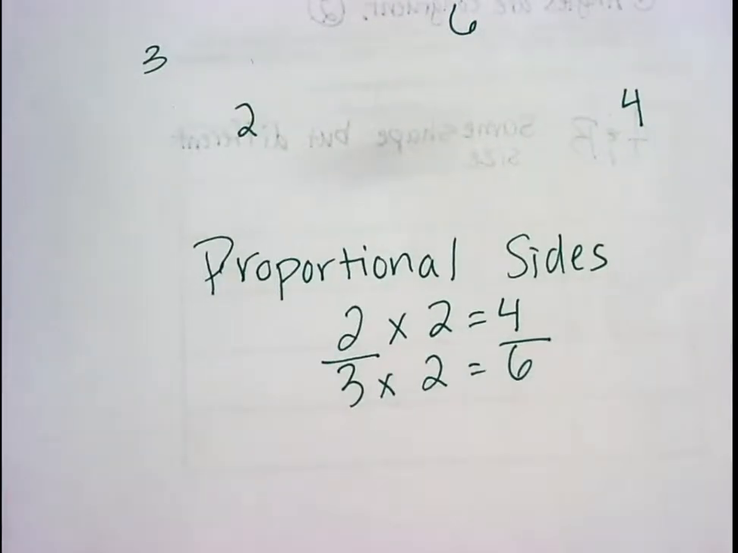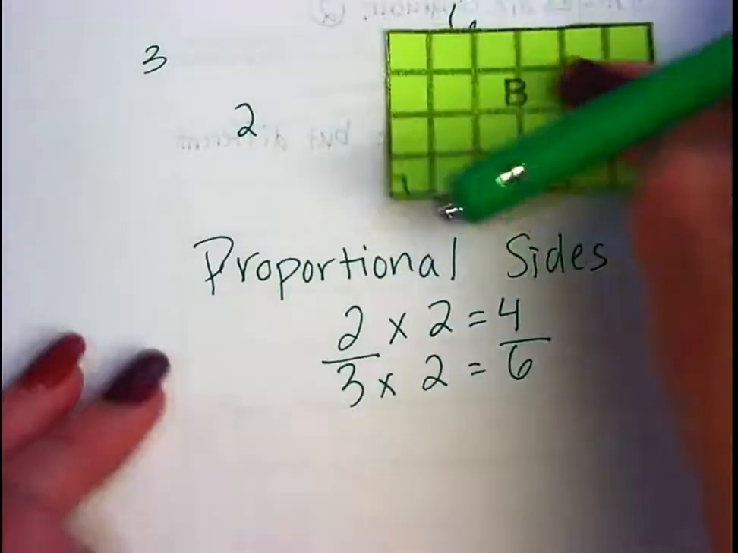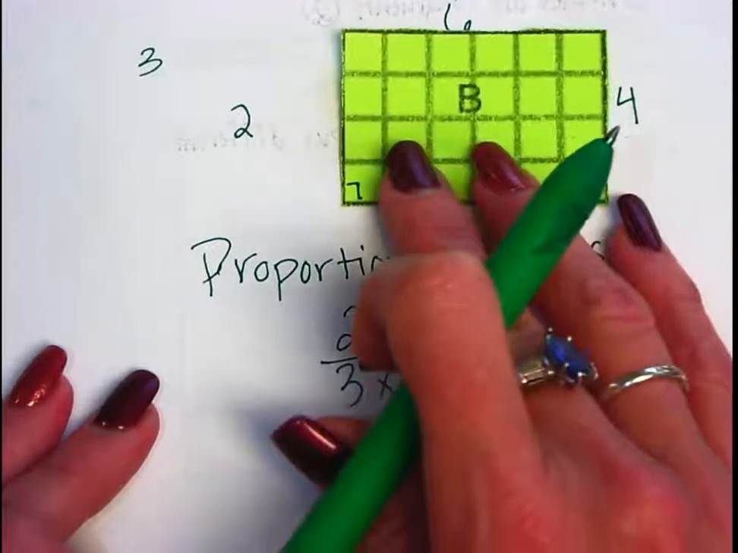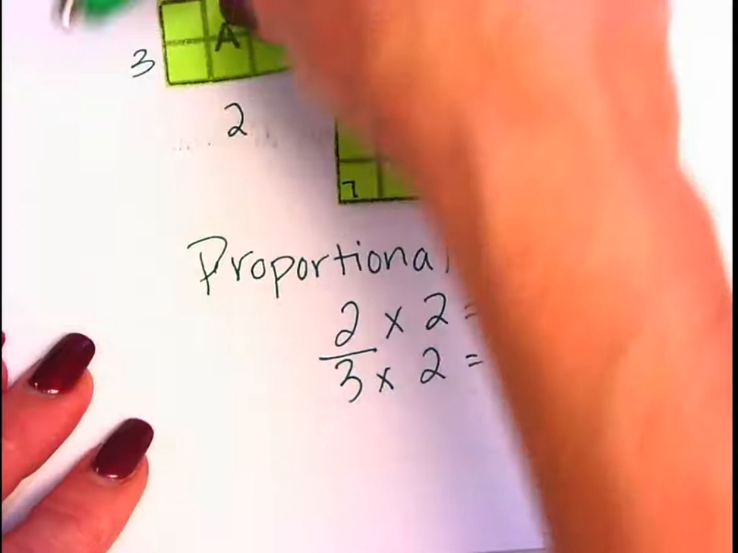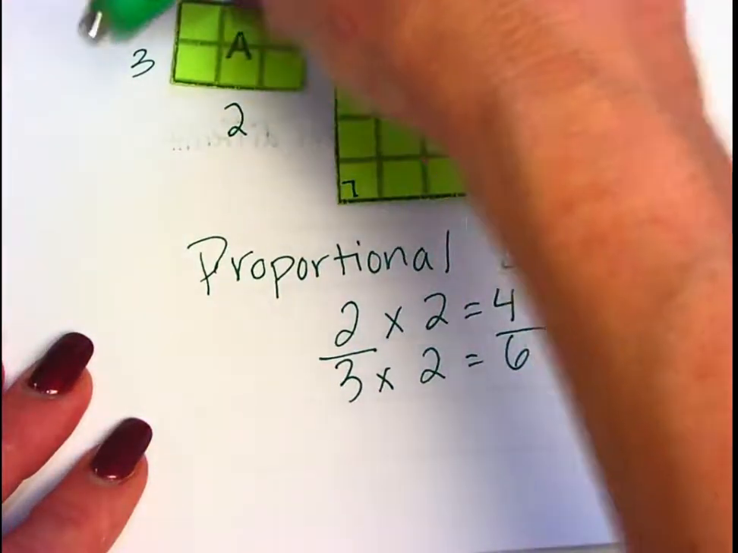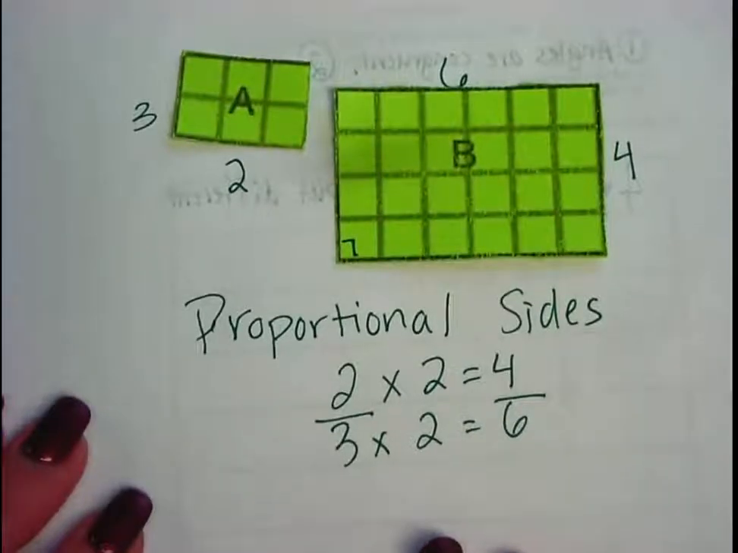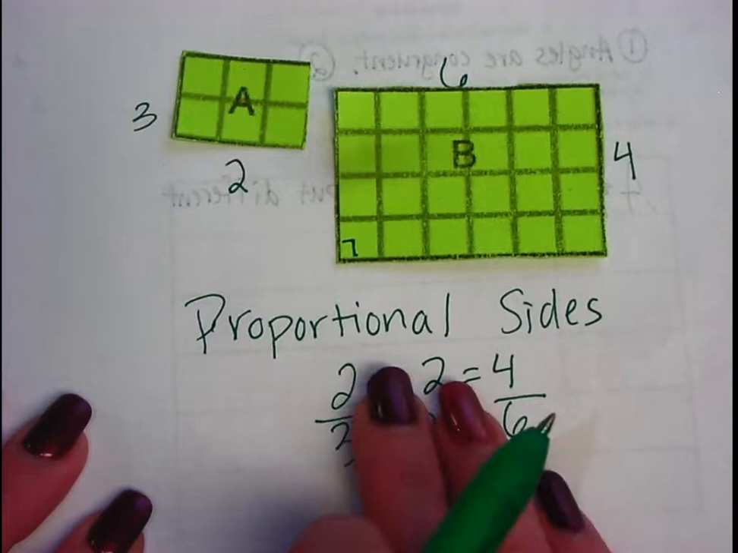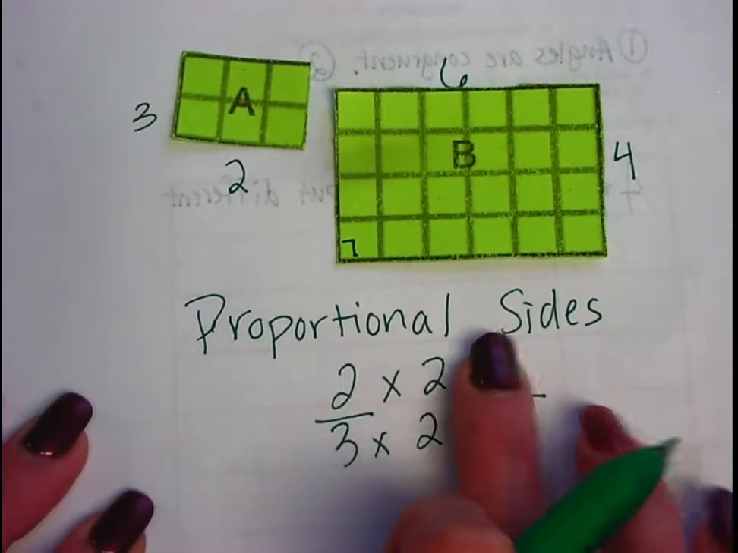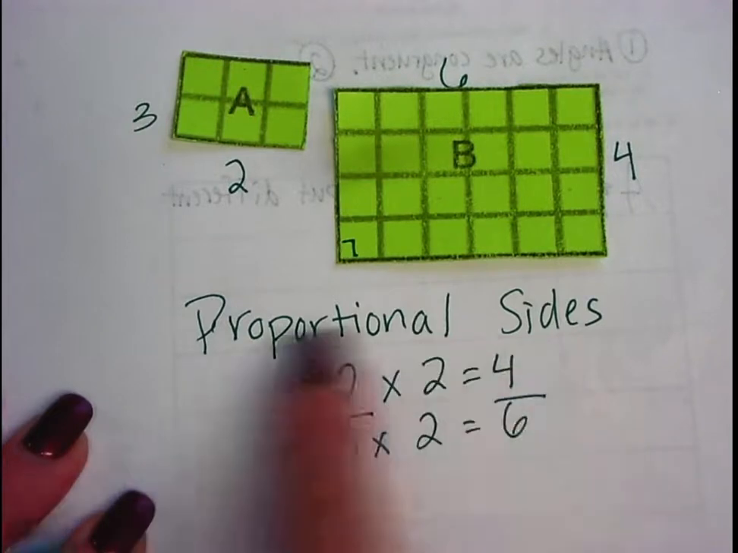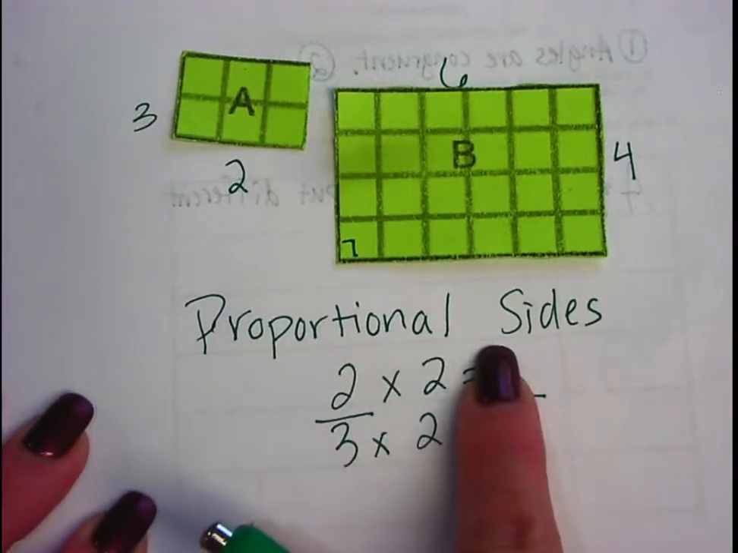So if we look back here, when we had A, and I said they were similar, not because one goes into the other, but why are these two similar? What's true about their sides? Lana? What's true about their sides? What are they? They're proportional.